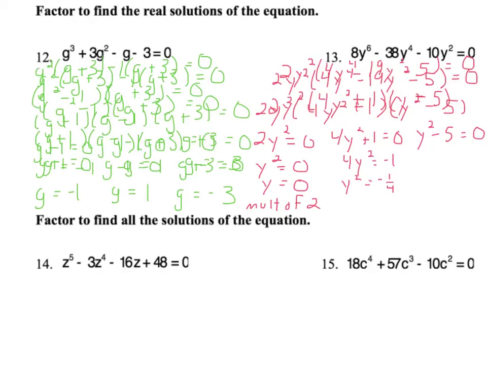For y squared minus 5 equals 0, I'm going to add 5 to the other side. Square root both sides, so I'll get y equals plus or minus the square root of 5. So my 3 answers would be y equals 0 with a multiplicity of 2, and y equals plus or minus the square root of 5.